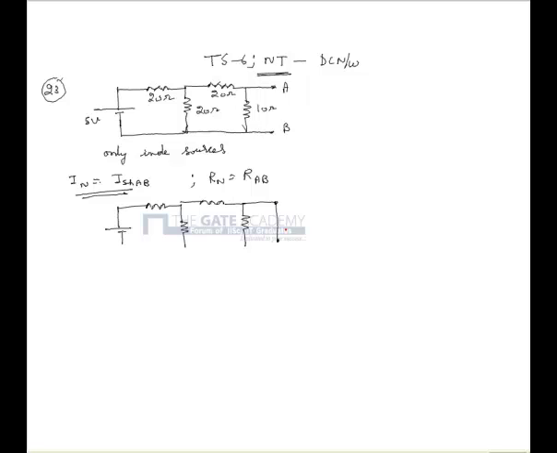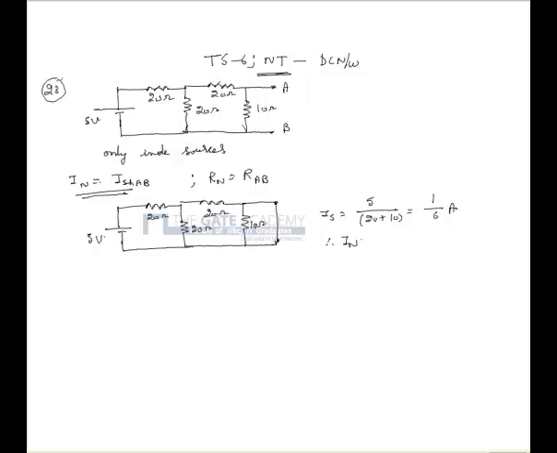Once we short the terminals A and B, the equivalent circuit is as shown. So in this case, the 10 ohms resistor is shorted. So the current emitted by the 5-volt source is given as 5 divided by 20 plus 10, which is 30. That can further be simplified as 1 by 6 ampere.